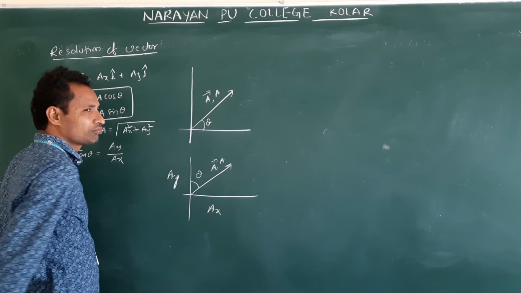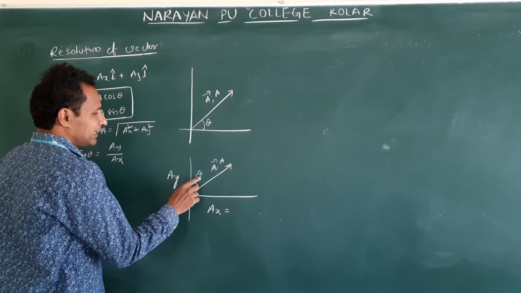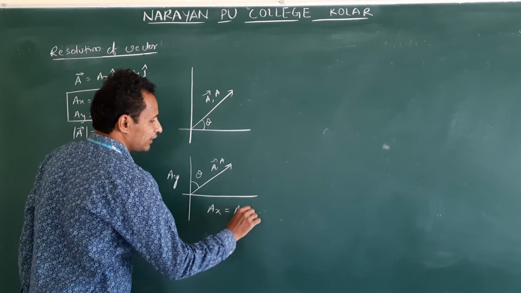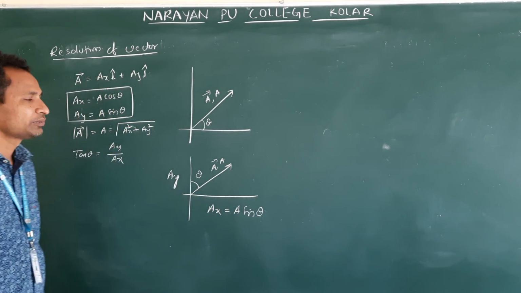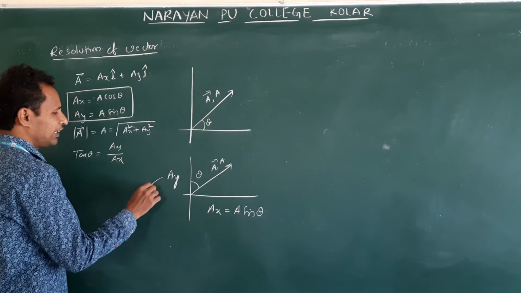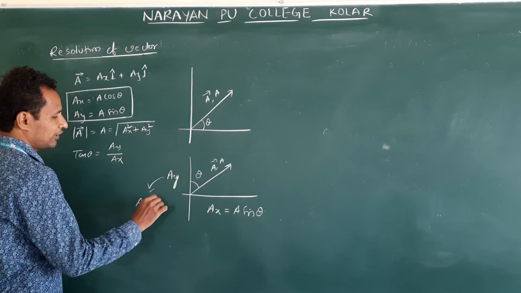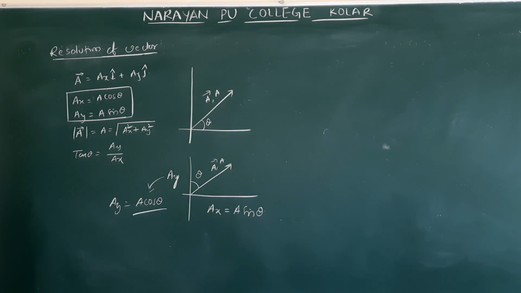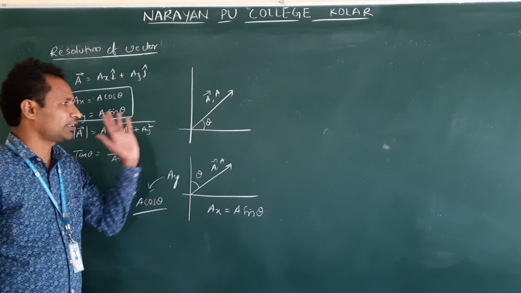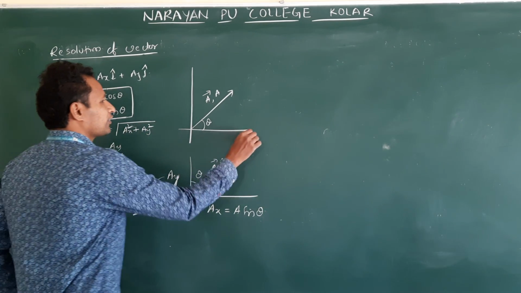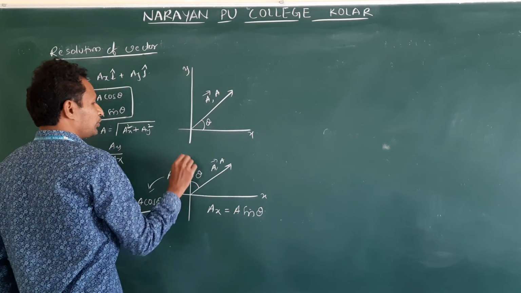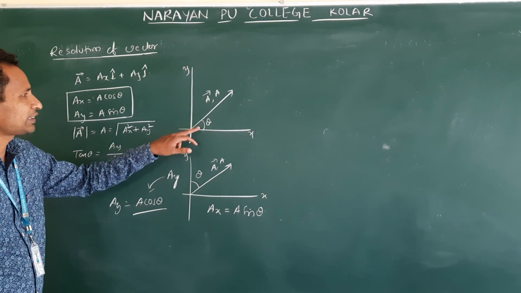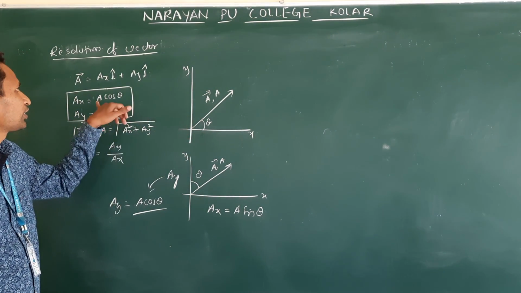Don't get confused. Is theta subtending with x? No. Then this is a sin theta. Theta subtending ay, then this is a cos theta. See the difference. Same vector, same coordinates, same magnitude, but the components changed. That's why the side that theta subtends is always cos.